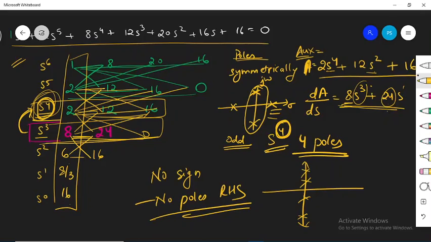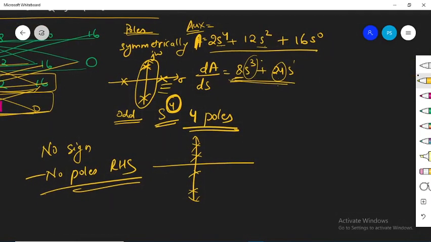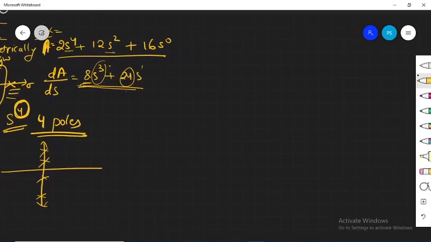How? Just look at this equation. You just look at the equation of the auxiliary equation that we had. So the auxiliary equation, I'll write it again. It's 2s to the power 4 plus 12s square plus 16 equal to 0. This is the auxiliary equation. Now just find out the roots of this equation.